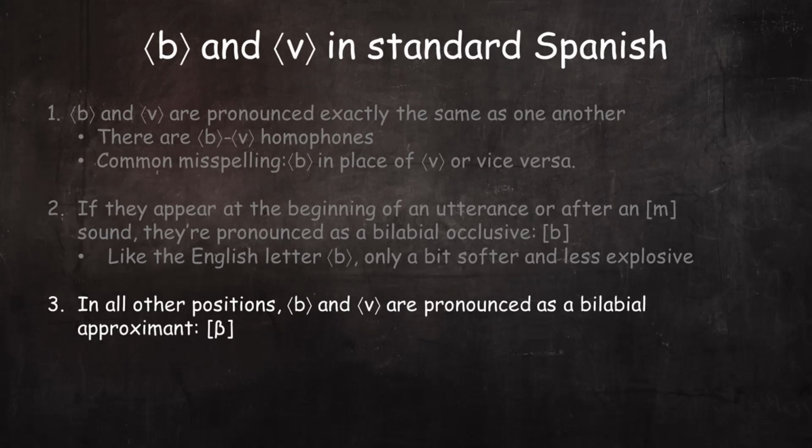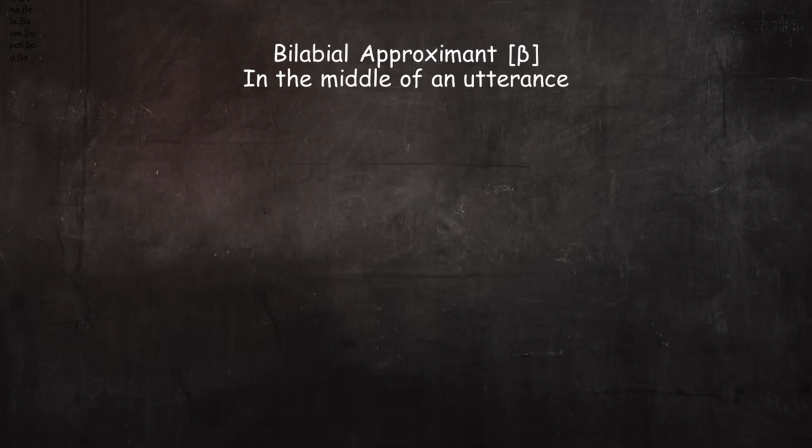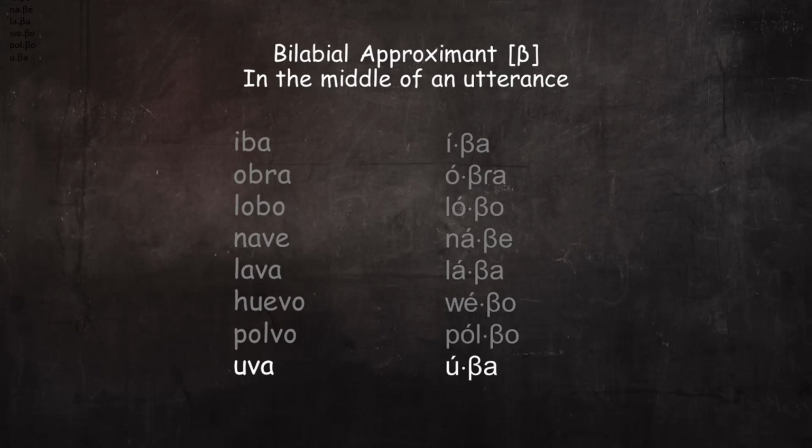In all other positions within words and phrases, B and V are pronounced as a bilabial approximant. That means that the lips come close to each other without quite touching. Here are some example words with a Spanish bilabial approximant. Listen closely to how it's pronounced. Iba, obra, lobo, nave, lava, huevo, polvo, uva.